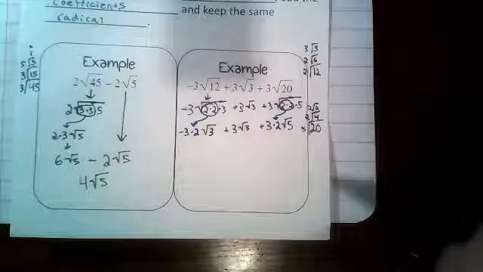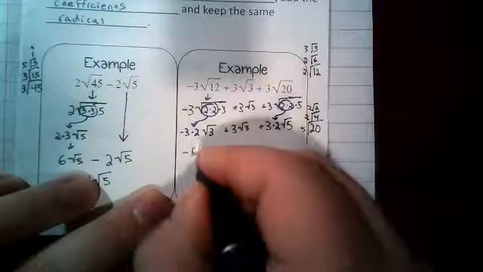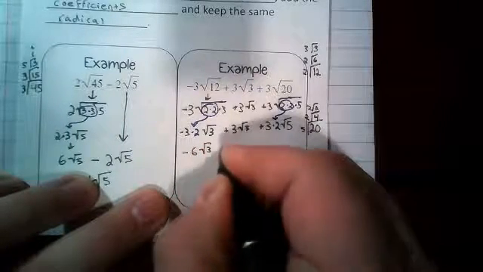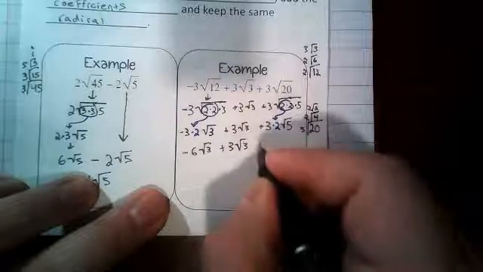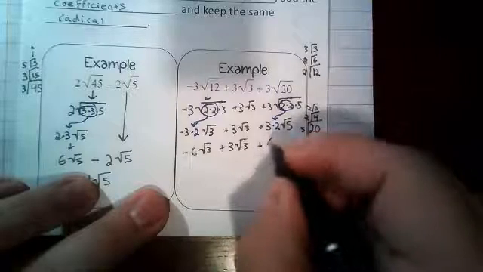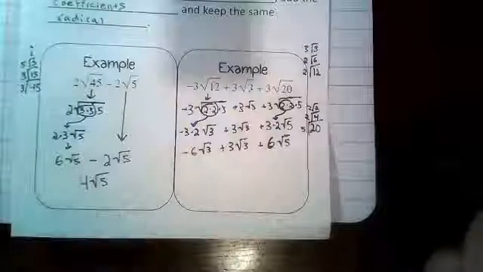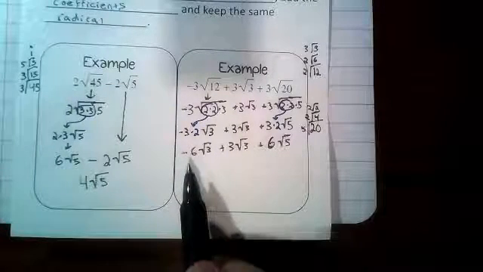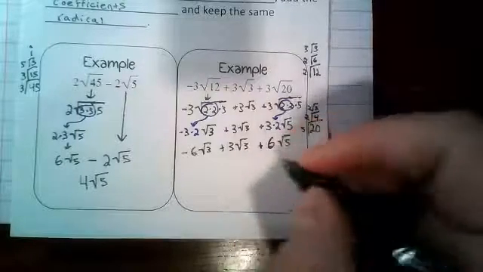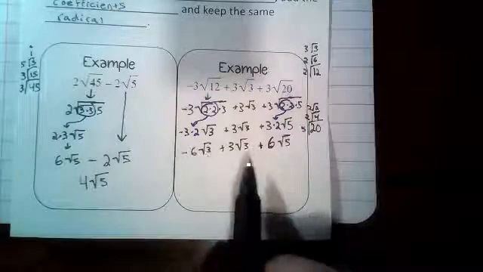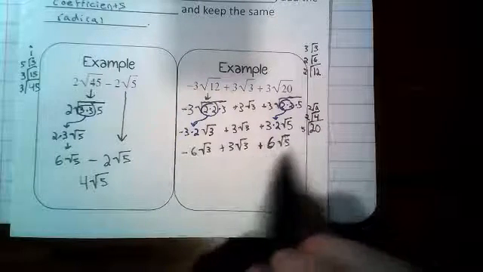So now I simplify even further. Negative 3 times 2 is negative 6 square root 3 plus 3 square root 3 plus 6 square root 5. Okay. Now, I can't add negative 6, 3, and positive 6 here, okay? Because this is square root of 3, this is square root of 3, that's the square root of 5. So I actually can't do anything with this one.